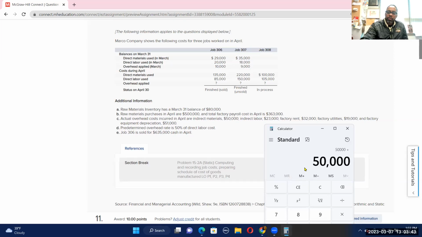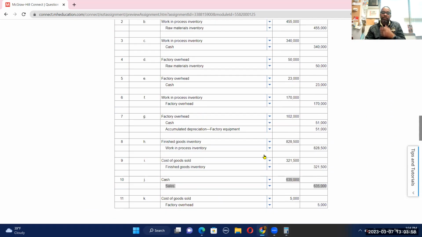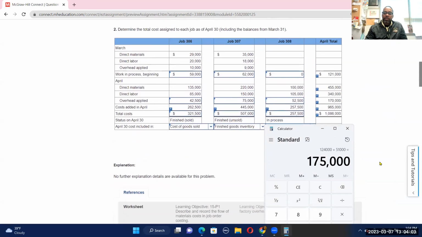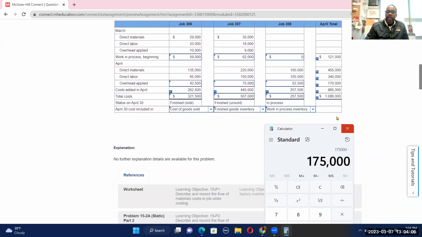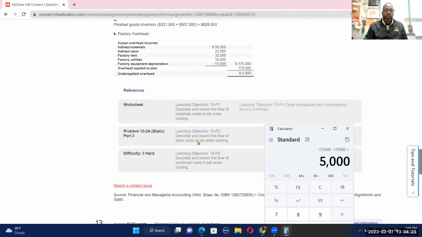50,000 plus 23,000 plus 32,000 plus 19,000 plus 51,000. Yeah, I didn't add them correctly. Sorry, I skipped one of these numbers. I think I skipped indirect labor. So I had 175. That's what actually happened. When I applied it, it was 170. And that's where you get the 5,000. So we need to credit the account for $5,000. And then that's it. No, I think there's something.